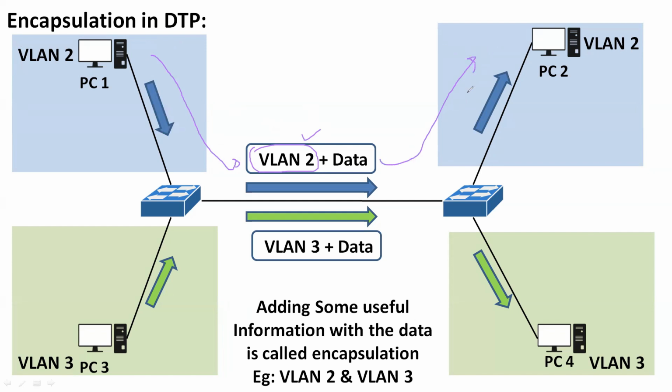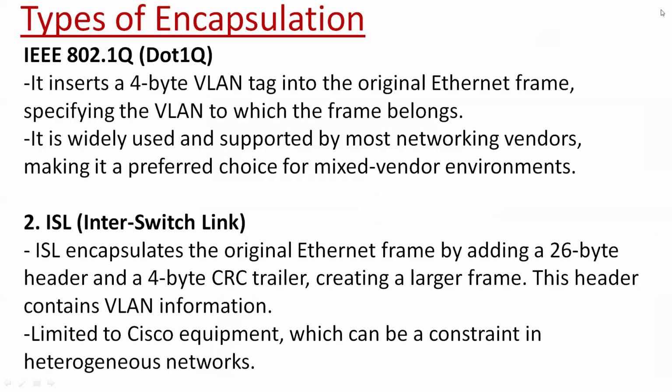VLAN 2. So, dear, this is called the encapsulation process. That means adding the useful VLAN information to the existing data that has to be forwarded through the link. Okay. Now, dear all, there are two types of encapsulation. First one is 802.1q, IEEE 802.1q.